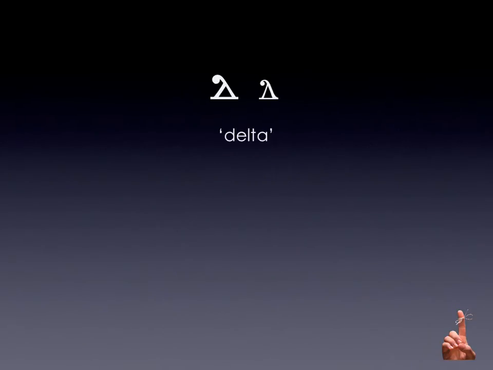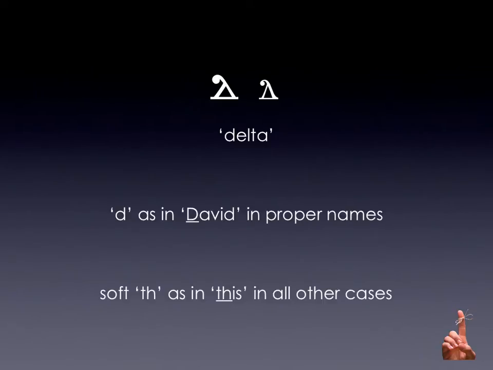Some more letters we need to memorize. The delta might be familiar to us. When it's used in proper names in Coptic, it takes a D sound, D as in David. Otherwise, however, and this is really the standard pronunciation of the delta, it is a soft TH. And by a soft TH, I mean in words like this or the, as opposed to think or thought, where it's kind of a harder TH. So this is a soft TH for the delta.